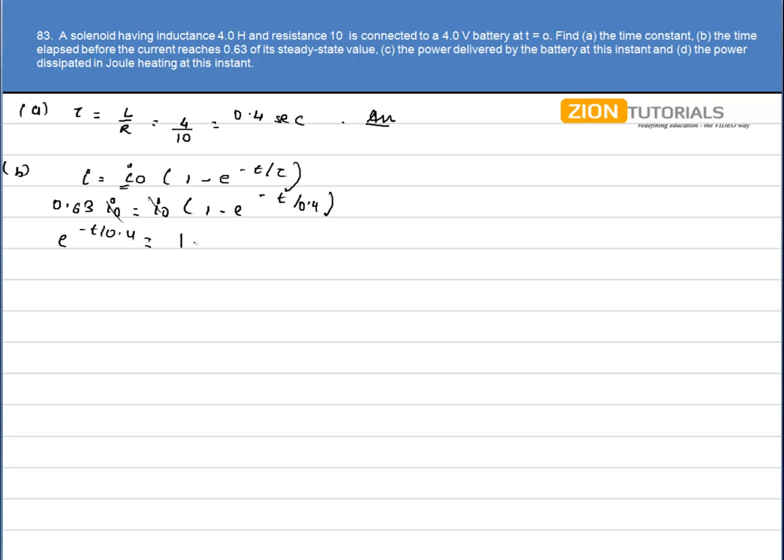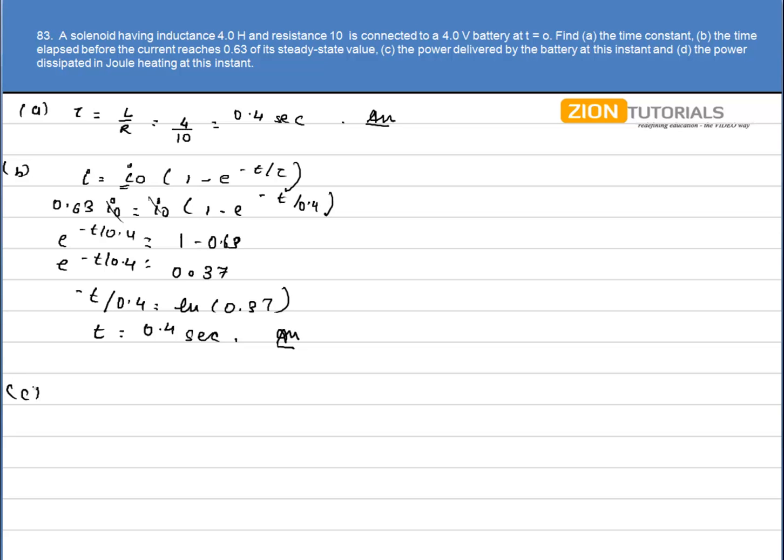We have 1 minus 0.63, that comes out to be 0.37, e to the power minus t by 0.4. Taking natural log on both sides, we have minus t by 0.4 is equal to natural log of 0.37. So on solving this equation, I get the value of t as 0.4 second. That is my answer.